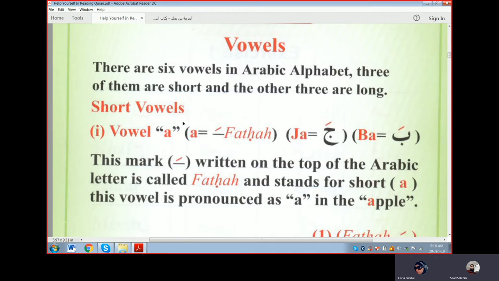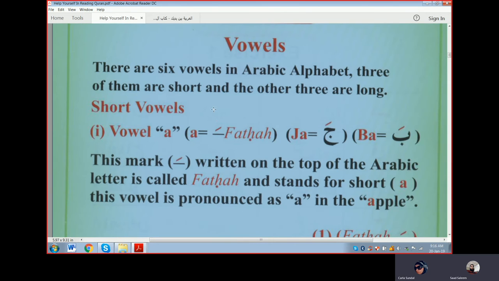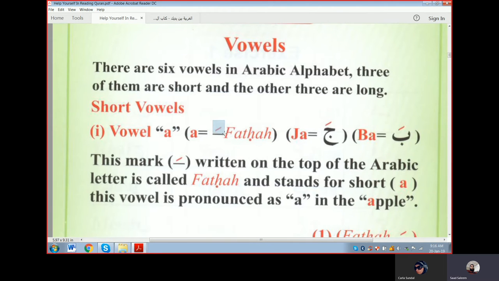So there are 3 short vowels? Yes. Here you will learn the first short vowel, which is fatha. This symbol is called fatha, and this is the first short vowel of Arabic. It is pronounced like this: jim fatha ja. Ba fatha ba.